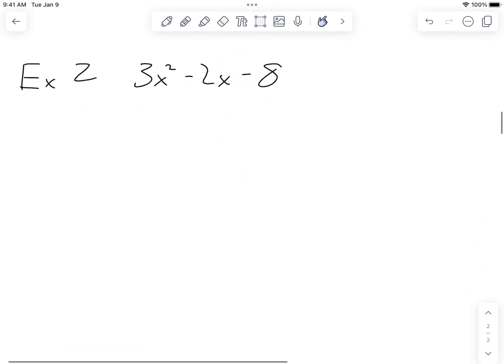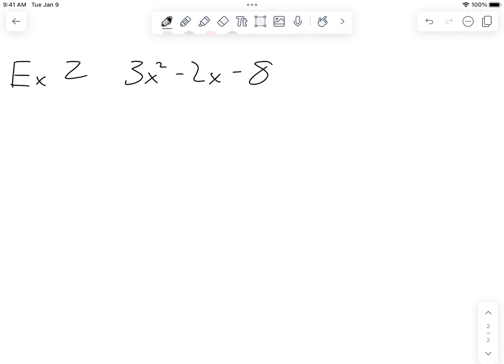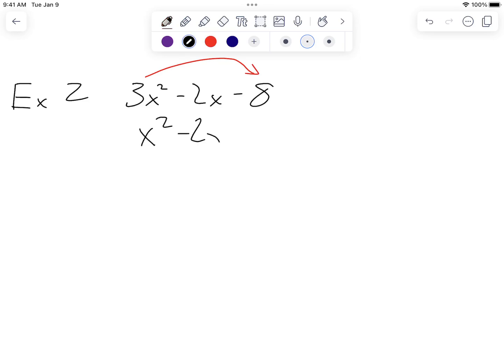All right, our next example, this one's a little bit trickier now because we've got a negative number involved, but the strategy remains the same. We're going to start out by sliding this, and we'll rewrite it. So x squared minus 2x minus 24.